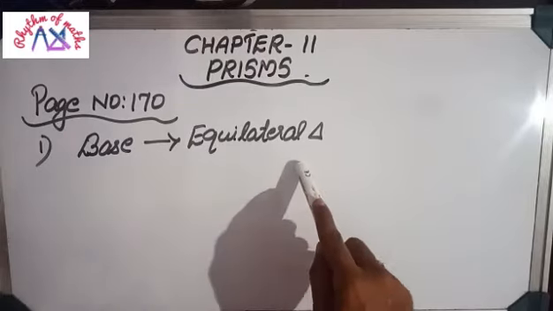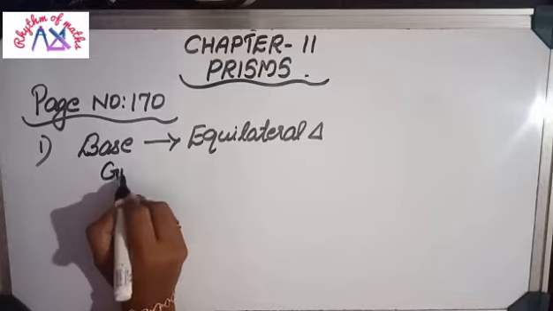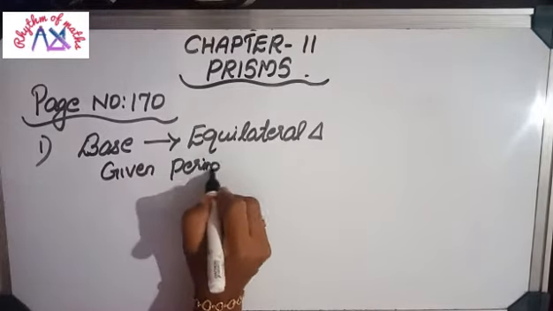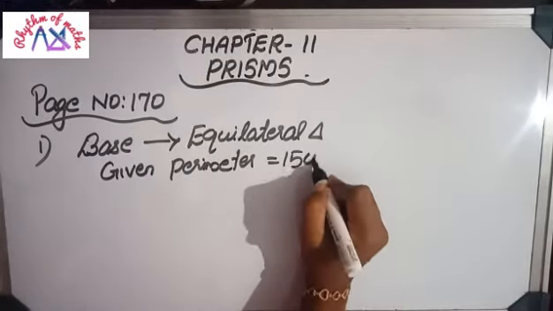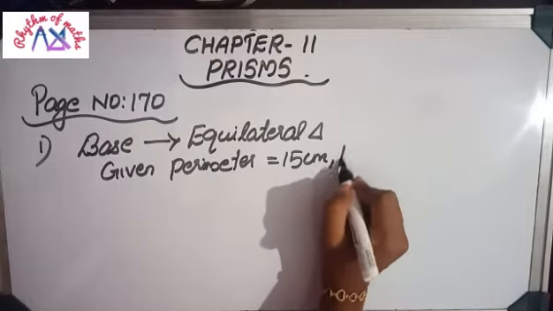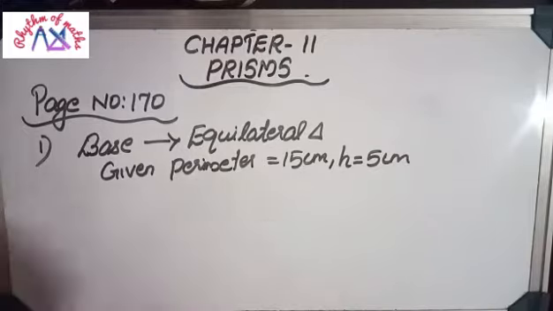So this equilateral triangle's perimeter is also given. Perimeter is 15 cm. And one more thing is given, that is height. h is given as 5 cm. These are the measurements given. The question is to find the volume of this prism.